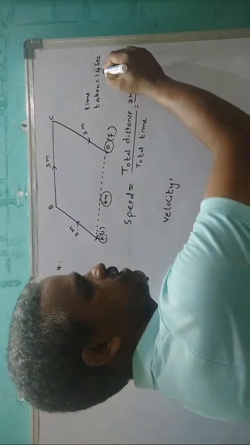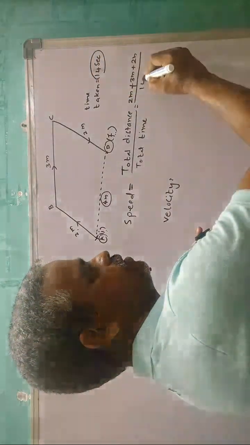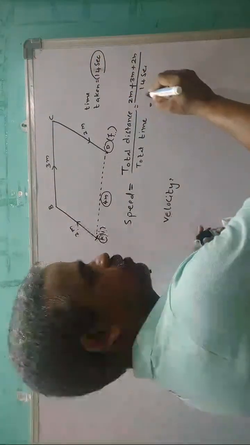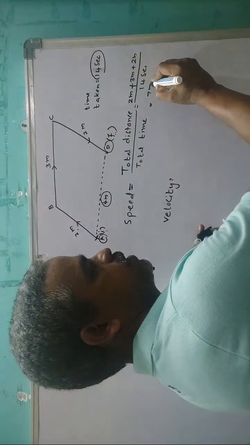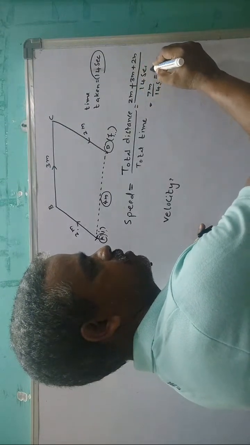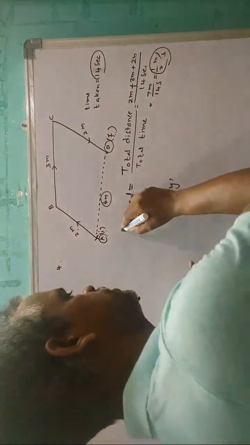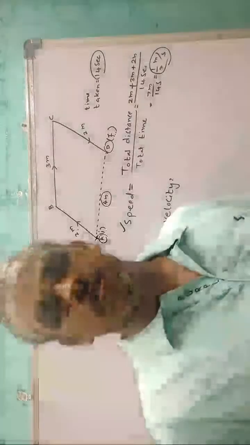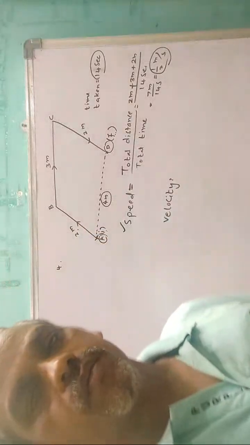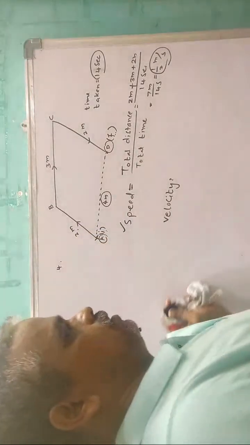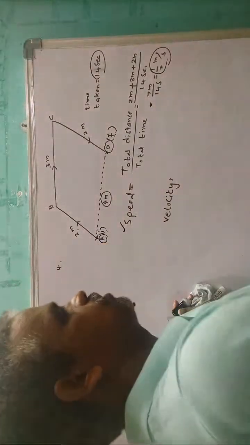By total time taken, I gave 14 seconds. So 2 plus 3 plus 2, 7 meter by 14 seconds. 1 by 2 meter per second. This is the answer. If you got it, give a tick mark. Okay. Next. Is there any confusion? I think there is no confusion.